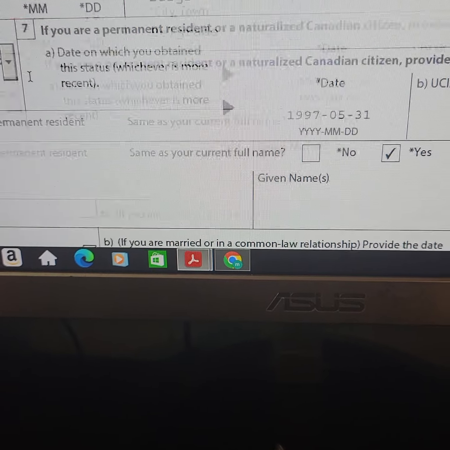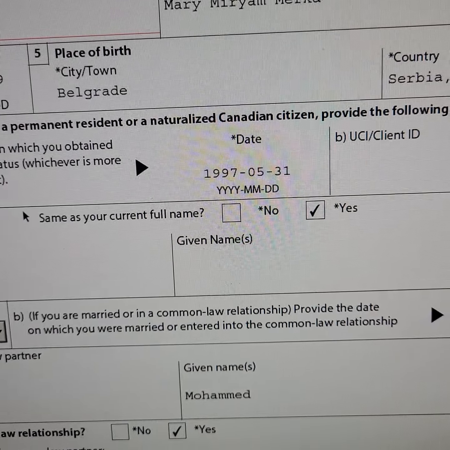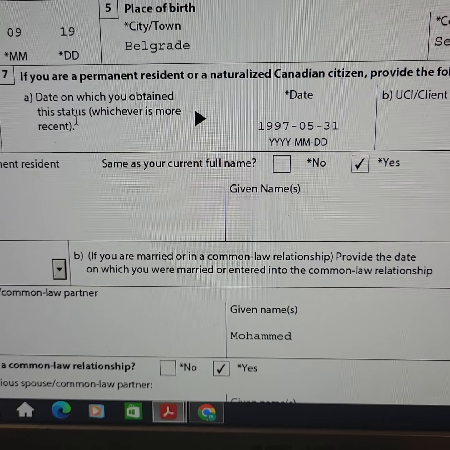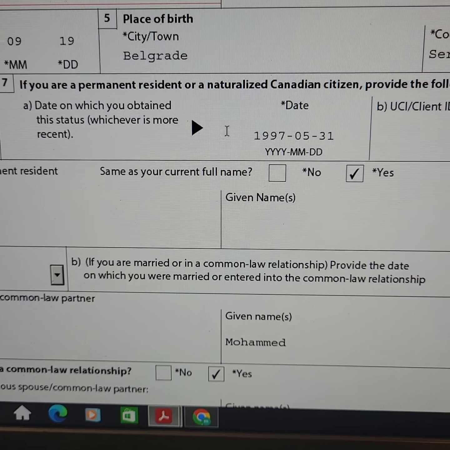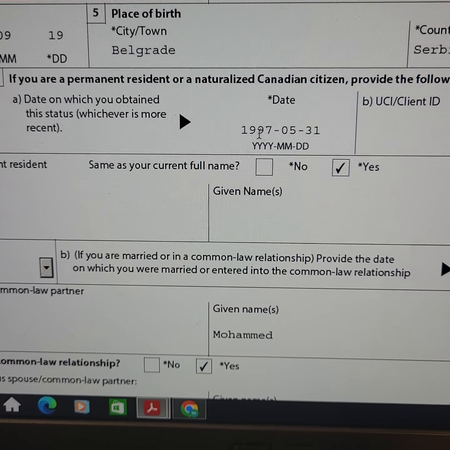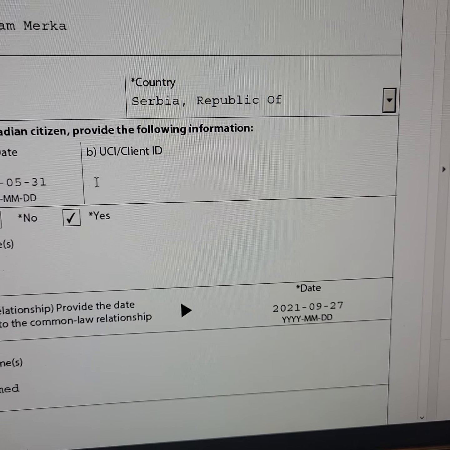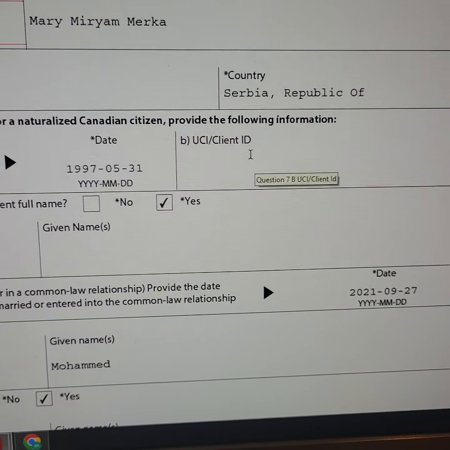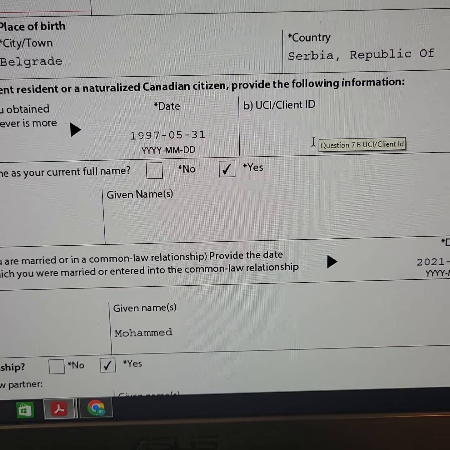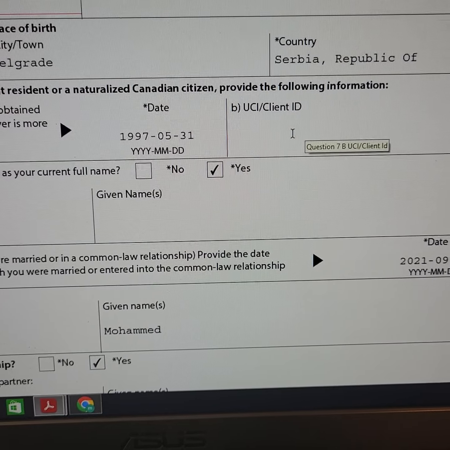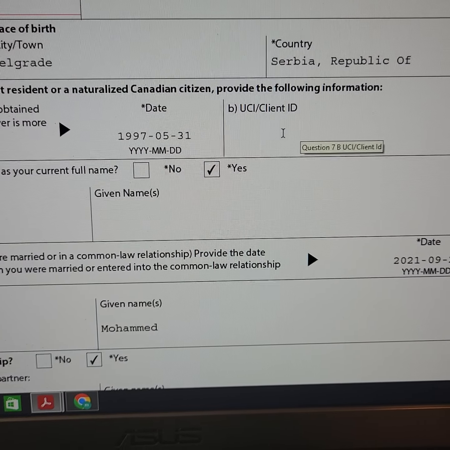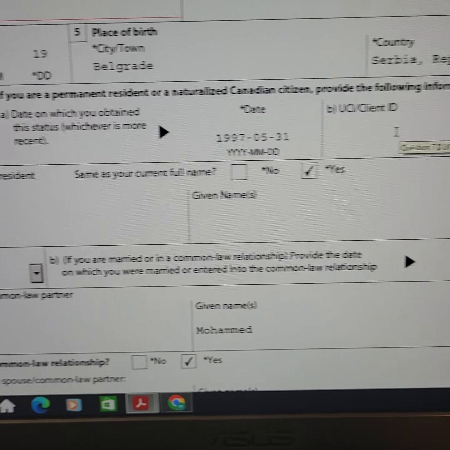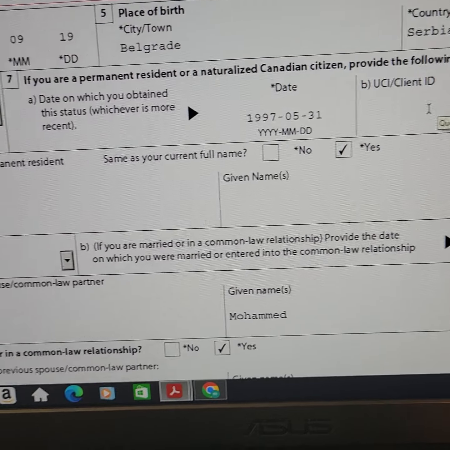If you are a permanent resident or naturalized Canadian citizen, provide the following information. Obviously, if you're a naturalized Canadian citizen, whenever you got your citizenship, you would put the date here of your citizenship. Next, UCI client ID, you wouldn't have this yet. Obviously, you're just filling out the form, so that can be left empty. But once you print the application, make sure you write by letters NA, not applicable. Okay, do not leave anything empty.